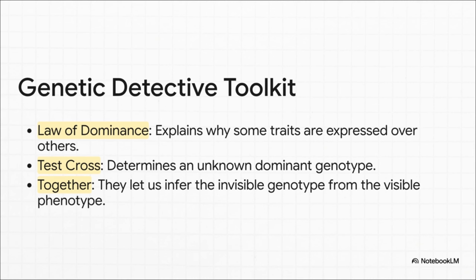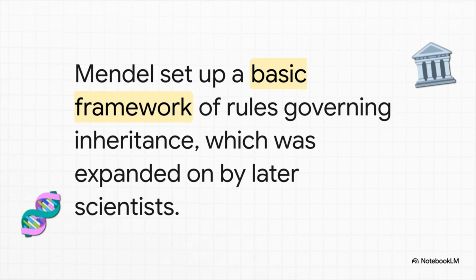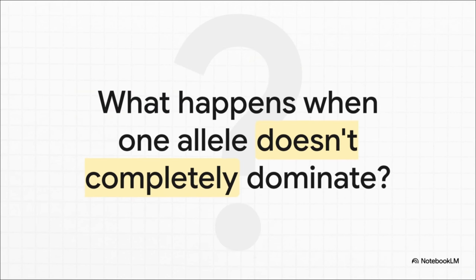And when you put them together, you can work backwards from what you can see, the phenotype, to figure out the invisible code underneath. And really, it's no exaggeration to say that these basic ideas, figured out in a monastery garden over 150 years ago, are the absolute bedrock of modern genetics, from how we understand human diseases to how we engineer our crops. But, nature always has a few curveballs.